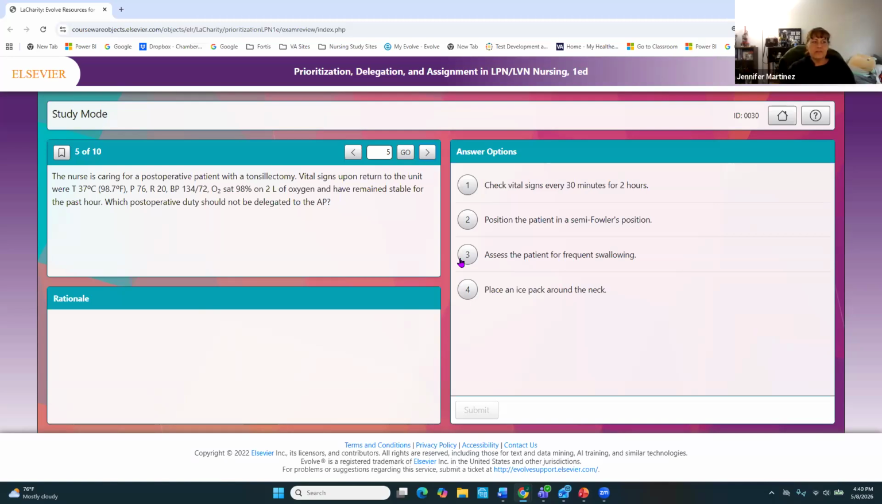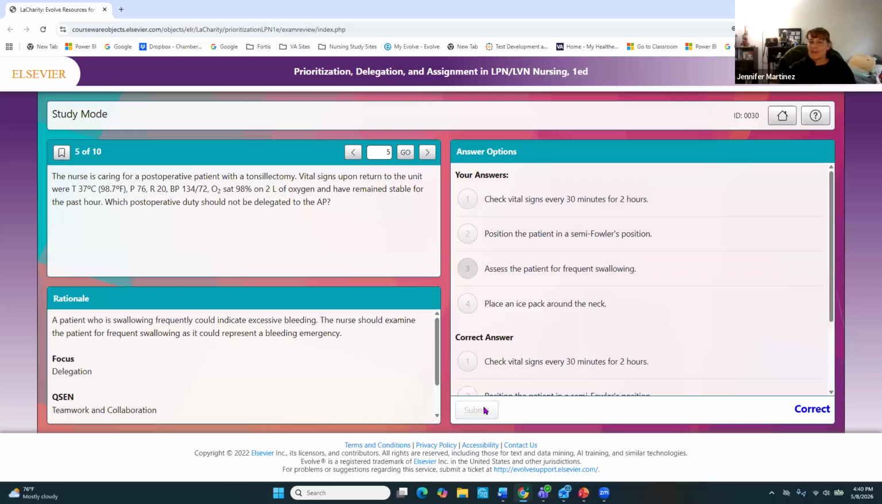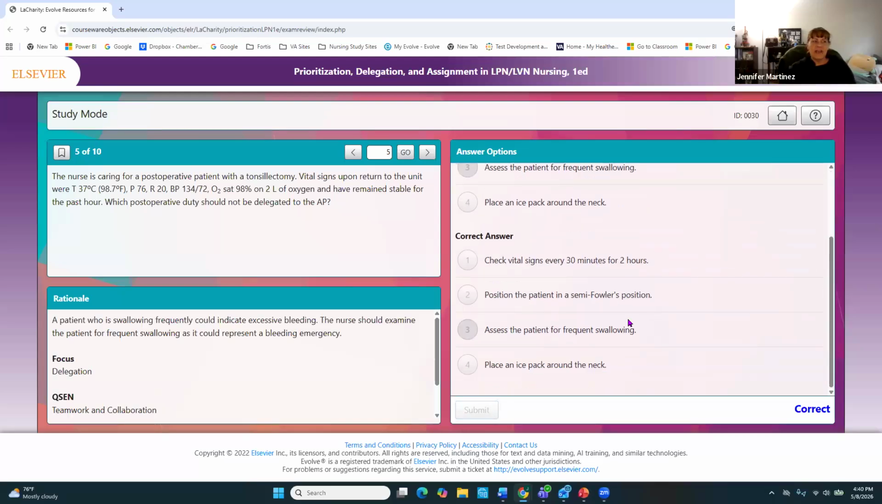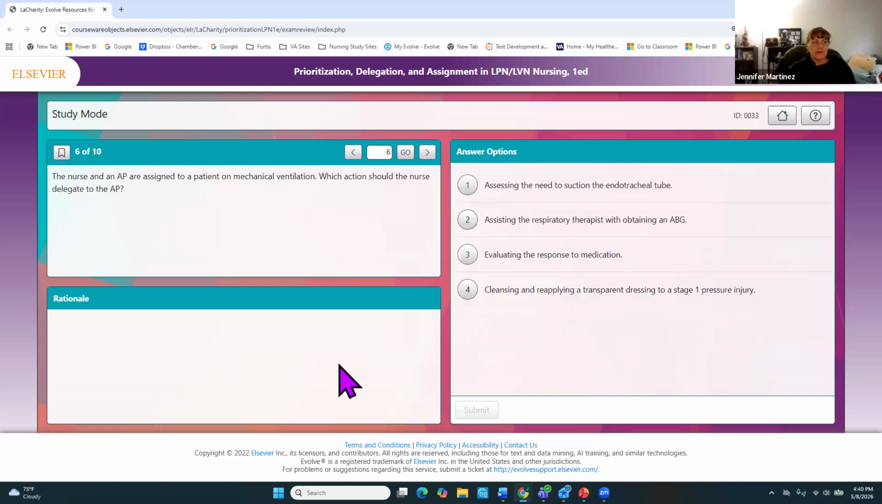All right, good job. Yep, assess, right? We know assistive personnel cannot assess. Very good. All right. We got time for one more.